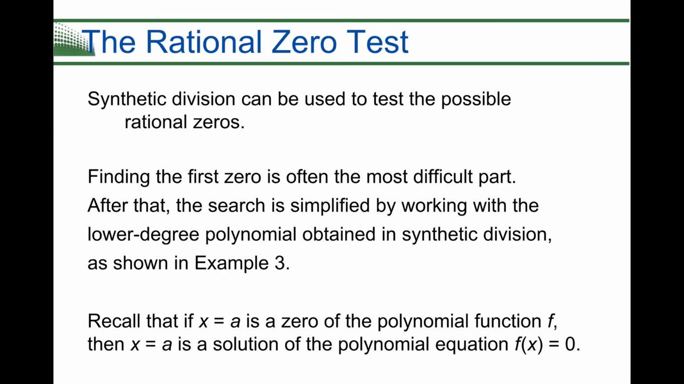Now note, synthetic division can be used to test the possible rational zeros. Finding the first zero is often the most difficult part. But after that, the search is simplified by working with the lower degree polynomial, working with your answer from synthetic division, as we did in that one. So x equals a would be your zero, and x equals a is also called a solution.